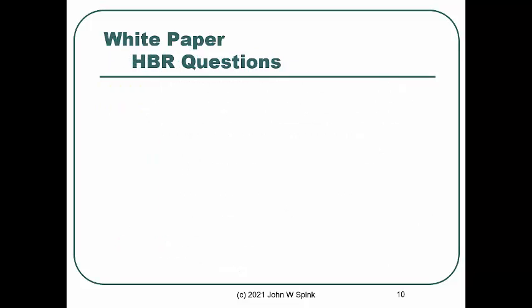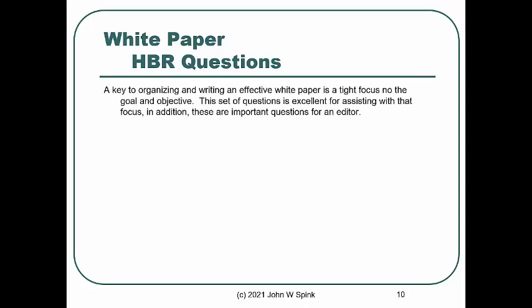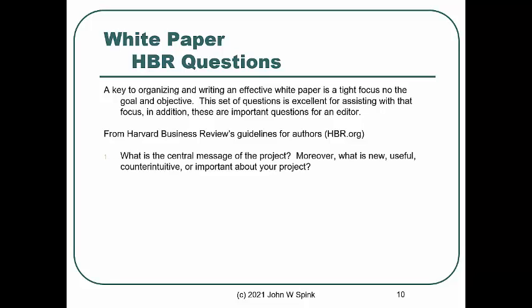So just some things to think about here is looking at a white paper and looking at the specifications for writing from Harvard Business Review. So they were saying the key to organizing and writing that effective white paper is tight focus on goal and objective. And the set of questions is excellent for assisting with that focus. In addition, there are important questions for that author. And from HBR is, what's the central message of the project? So to step back, and even before you're done, read your paper and write this out.